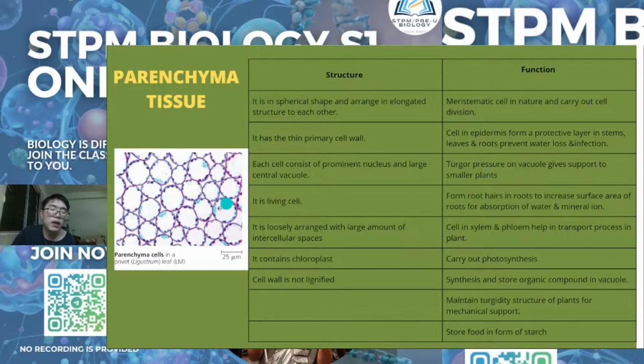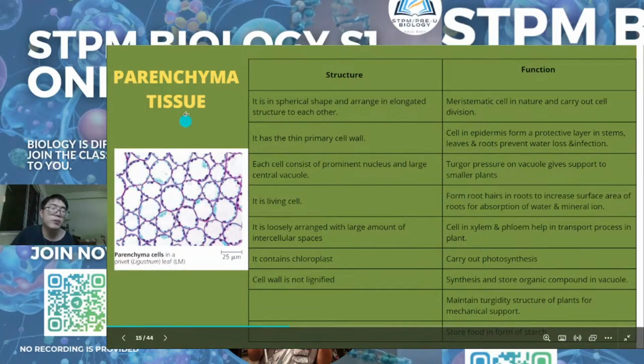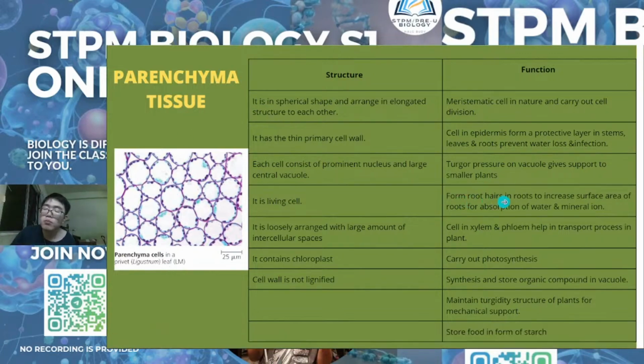So you see that the vacuole of the plant is very big, right? So it provides the turgor pressure and gives support especially to smaller plants. That is why if you cut the stem of a smaller plant, you will see that there is a lot of water inside, right? Because of this vacuole, because of this parenchyma tissue. And then it forms root hair in the root to increase the surface area of the root for absorption of water and mineral ions. And then parenchyma tissue also occurs surrounding the xylem and phloem for the transport process.